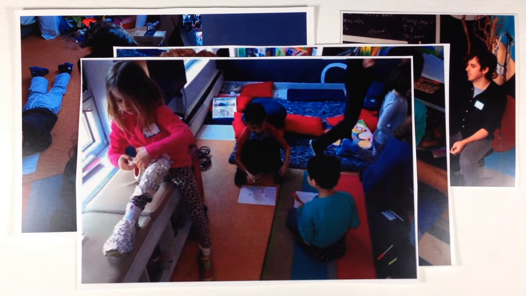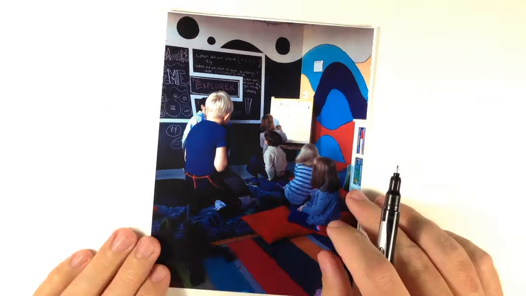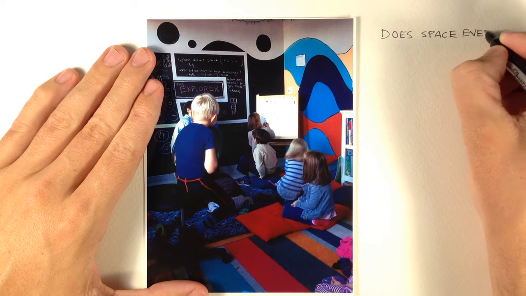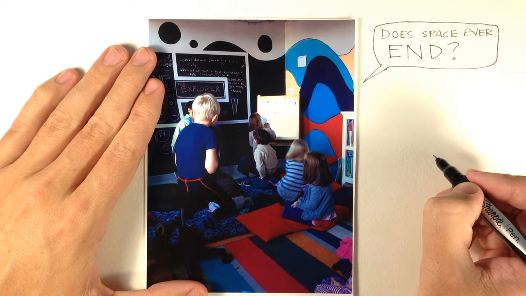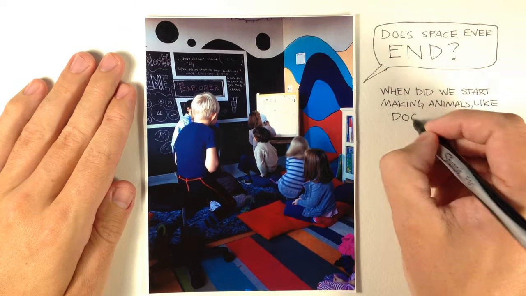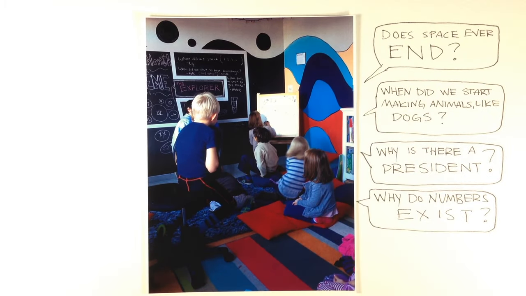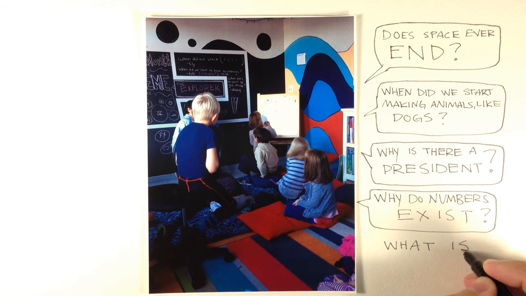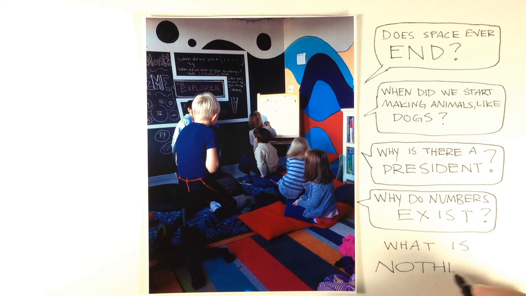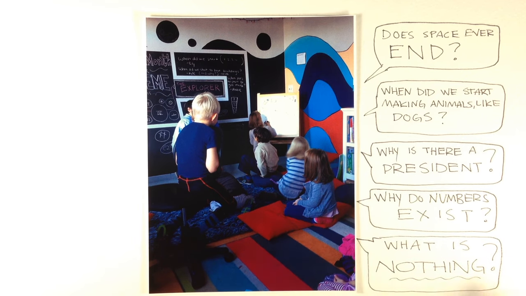One big question often leads to another, which can lead to another. And that sort of cascading curiosity is a good signal that kids are becoming engaged in deep thinking. We had some fabulous big questions in our class. Does space ever end? When did we start making animals like dogs? Why is there a president? Why do numbers exist? And eventually, the class even began discussing the idea of nothing and whether or not nothing was a thing at all.